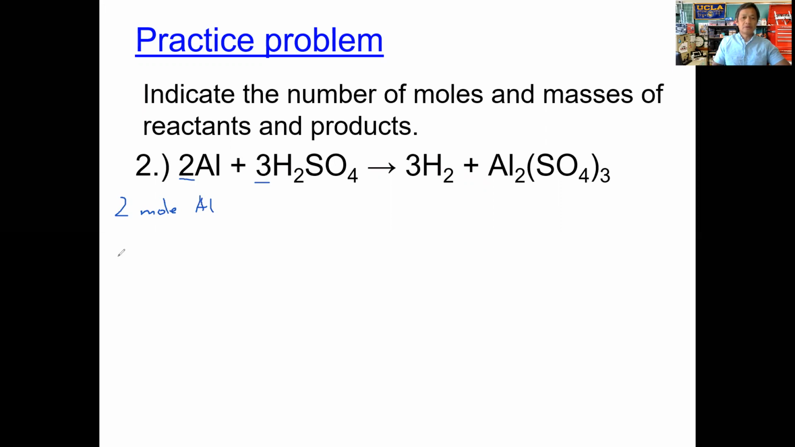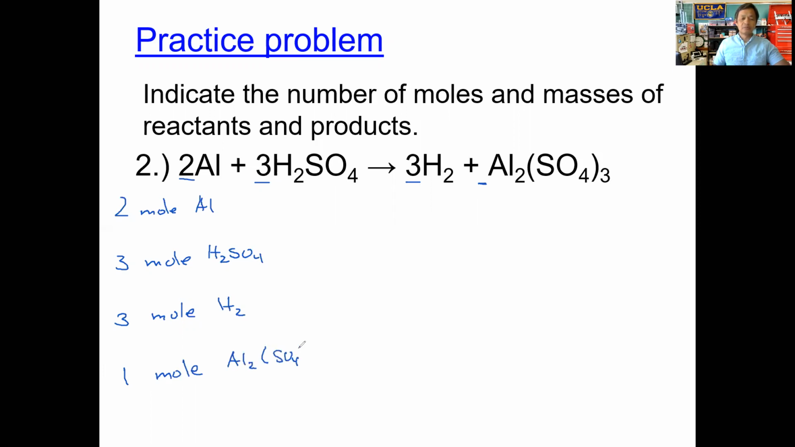Okay. From the balanced equation, so that's the 2 moles here. We have 3 moles of sulfuric acid, H2SO4. Okay. We will produce 3 moles of hydrogen, H2. Okay, and 1 mole, and because it's not written there, 1 mole of aluminum sulfate. Okay, so that's what we have here. So again, if you notice here, if you add up the coefficients of both sides, they do not add up. You start out with 5 moles of reactants, but you only end up with 4 moles of product.